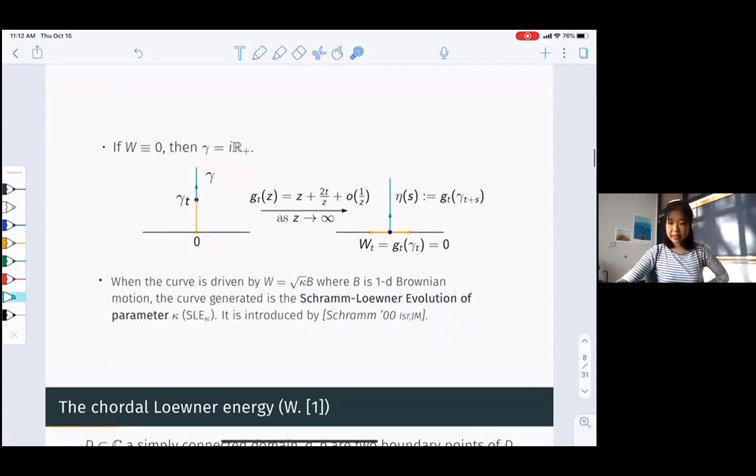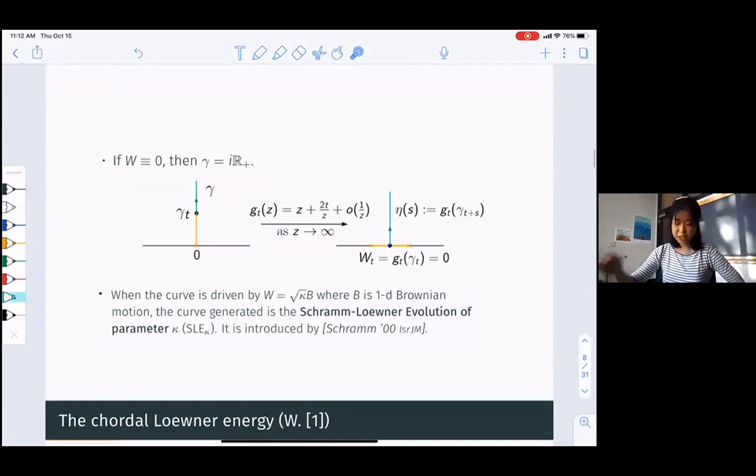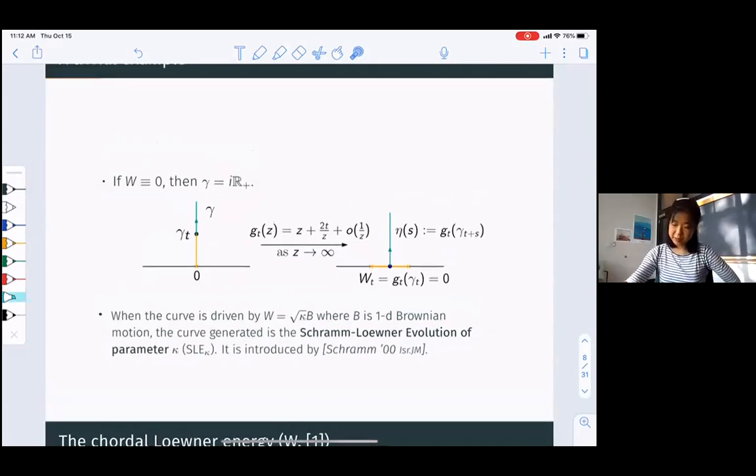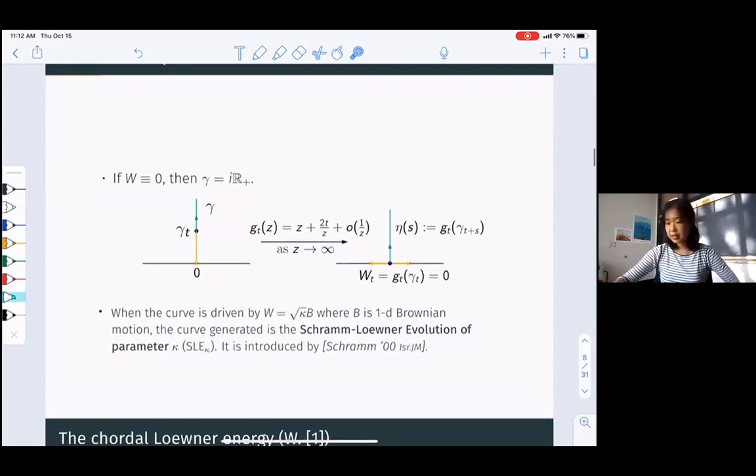It is a curve, by a highly non-trivial result proved by Stefan and Oded. It depends on different kappa. When kappa is greater than 8, it's space-filling. When kappa is less than 4, it's a simple curve. When kappa is between 4 and 8, it's self-touching. And the simplest example, where the driving function is 0, is just SLE 0. It's a deterministic curve.